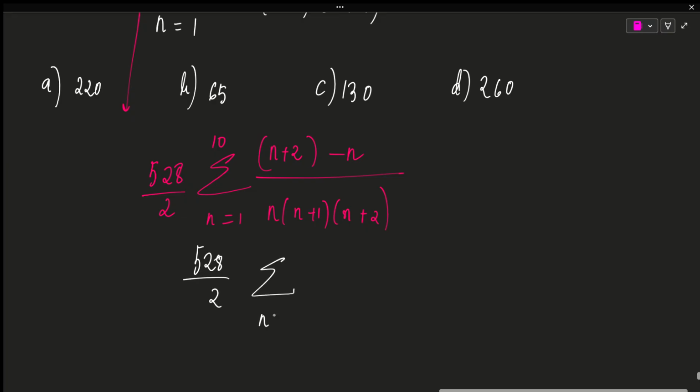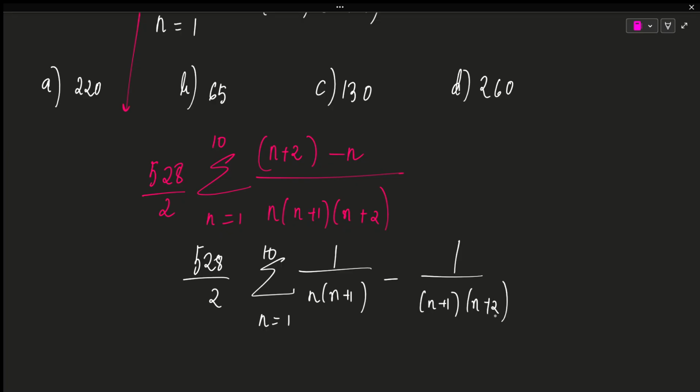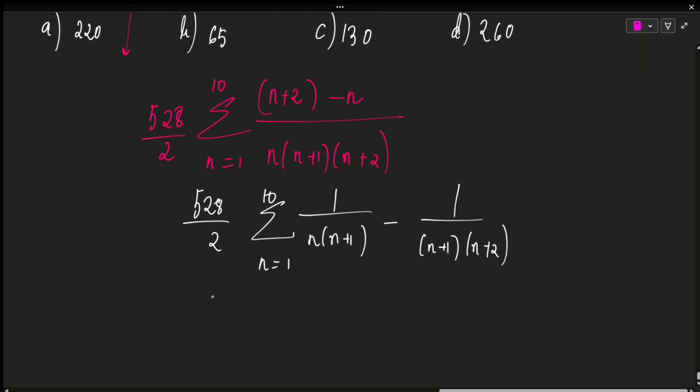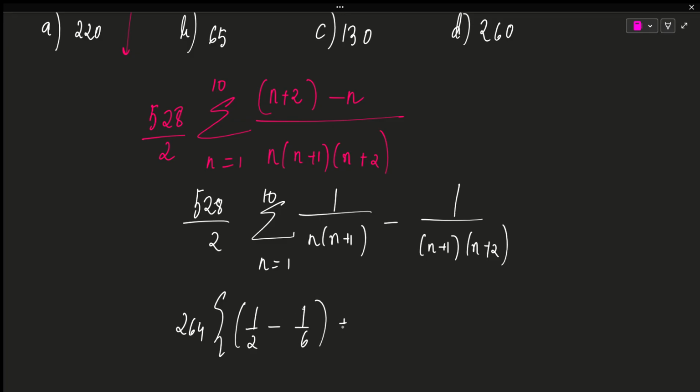If you split this over here, you are gonna get 528 by 2, summation n equal to 1 to 10, 1 divided by n into n plus 1 minus 1 divided by n plus 1 into n plus 2. The 528 by 2 is going to give you 264. Now over here n equal to 1 will give you 1 by 2 minus 1 by 2 into 3, that is 1 by 2 minus 1 by 6, plus again 1 by 6 minus 1 by 3 into 4, which is 1 by 12.